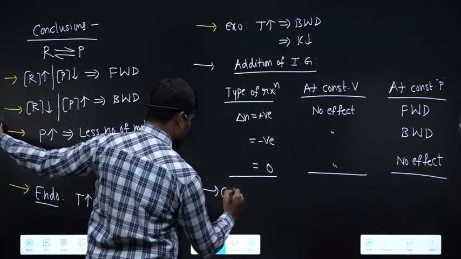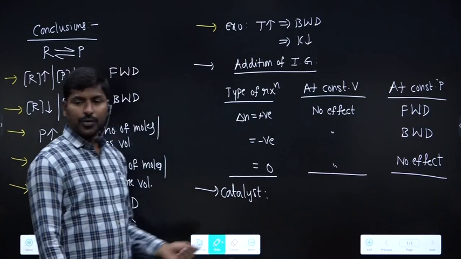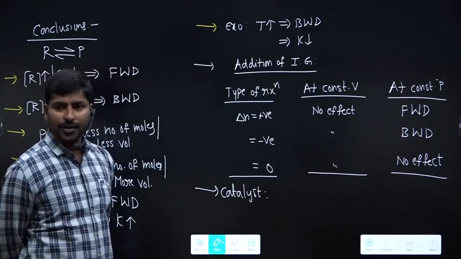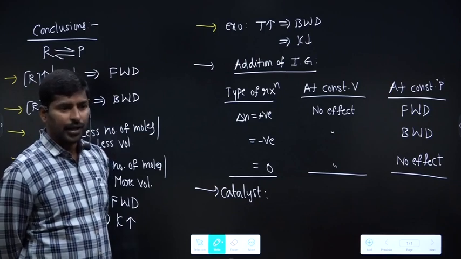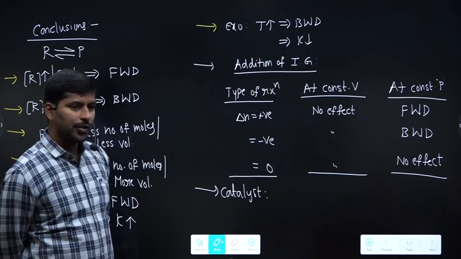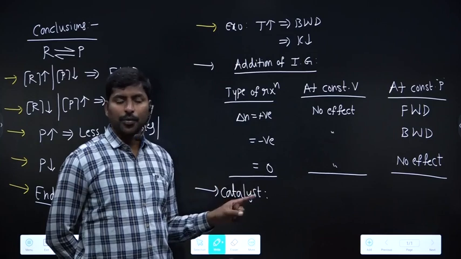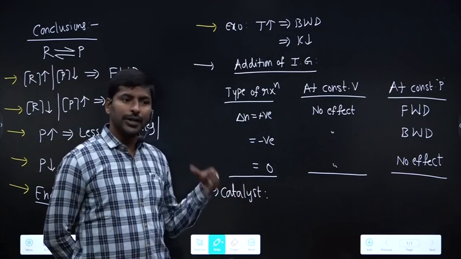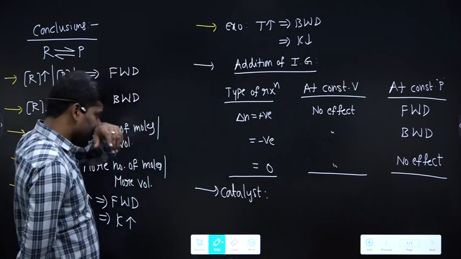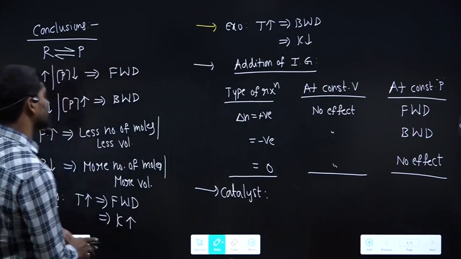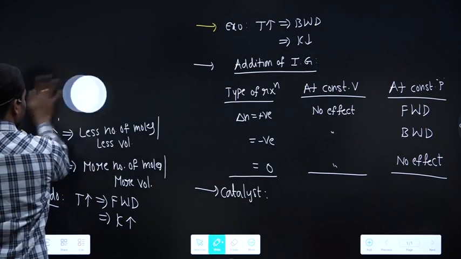Catalyst, I already gave you the conclusions, you write them. Rate of reaction changes, rate constant changes, time changes, activation energy changes, but enthalpy of reactants, products, change in enthalpy, equilibrium concentrations of reactants and products, and K value don't change. Write those conclusions.